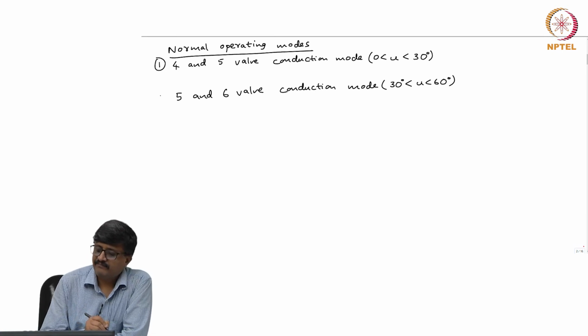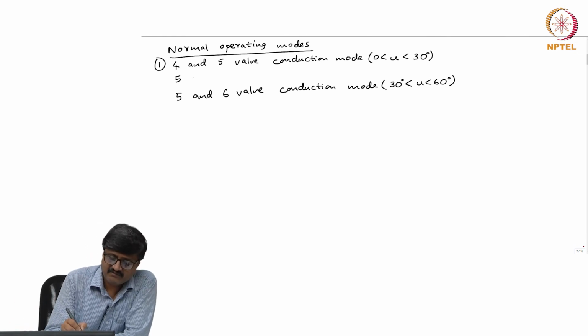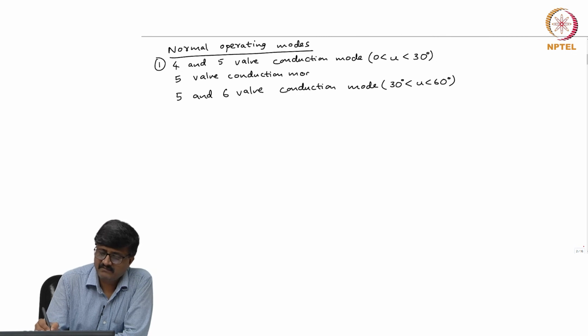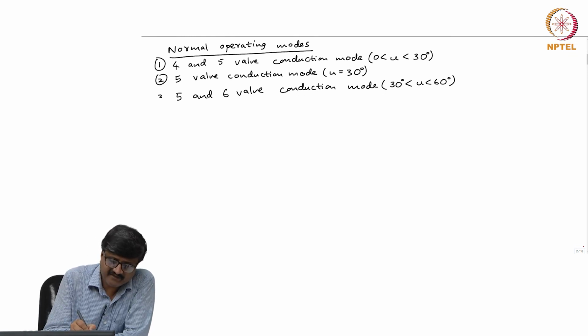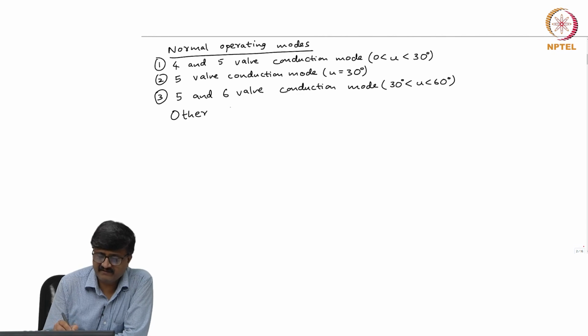There is a possibility of even 5 valve conduction mode, which is applicable if u is exactly equal to 30 degrees. So, 5 valve conduction mode, which corresponds to u equal to 30 degrees. So, these are the 3 normal operating modes. Of course, there are other operating modes corresponding to 3 valve conduction mode of the 6 pulse converter or 3 and 4 valve conduction mode of the 6 pulse converters.